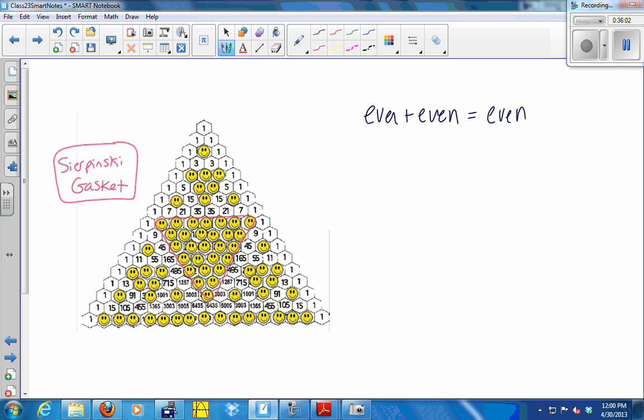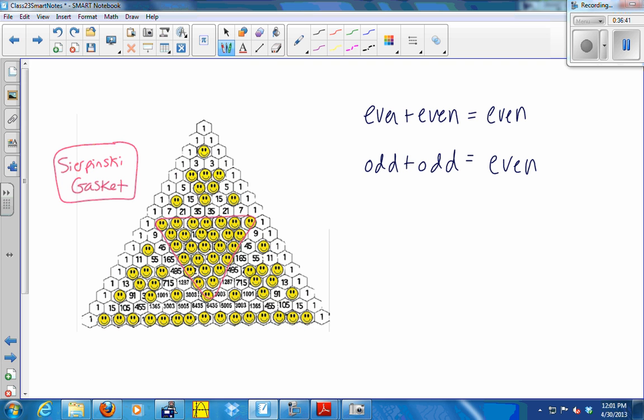Now, what if I add an odd plus an odd? What do I get? We get an even. That makes sense because we have remainder 1 plus remainder 1, which actually gives me remainder 2, but that means that 2 can go in again, and I have remainder 0. Okay, so remainder 1 plus remainder 1 is actually remainder 0. The two remainders come together, and now you have another multiple of 2. So anytime you have an odd plus an odd, you get a smiley face.